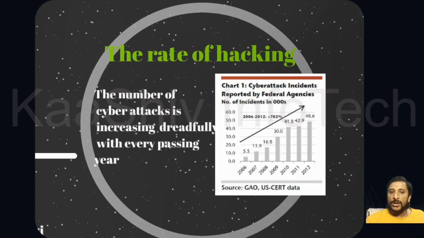If we talk about the rate of hacking, it is huge, man. The number of incidents is increasing like anything every year. It is not every year, every month. It's not every month, it's every day. It is increasing like anything. We need a lot of good people to secure the system.